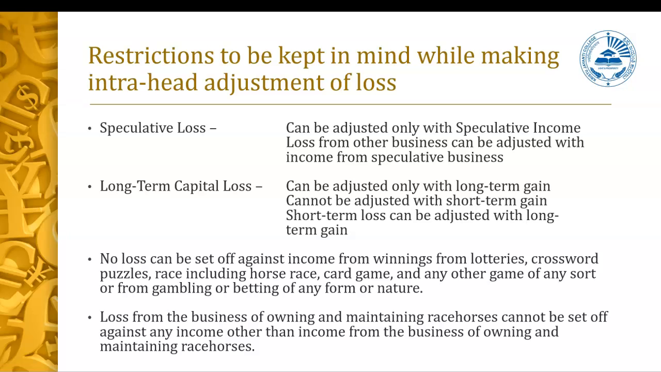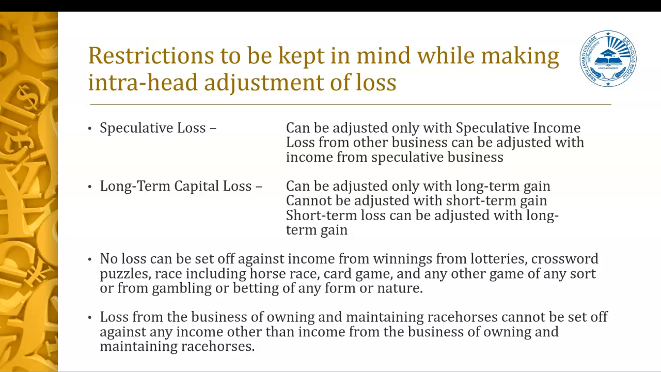Number 3, no loss can be set off against income from winnings from lotteries, crossword puzzles, races including horse races, card games, etc. This kind of income is what we normally call casual income. Casual income is just an income that can be brought only under tax. In case there is any loss incurred in that, it cannot be adjusted with any other income.